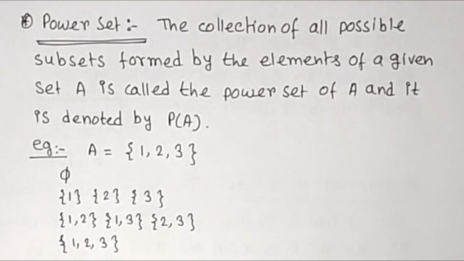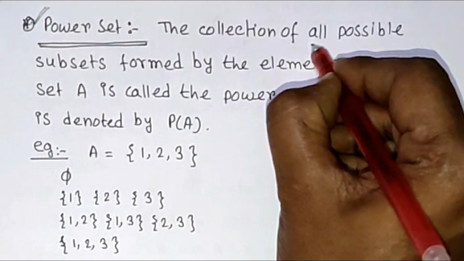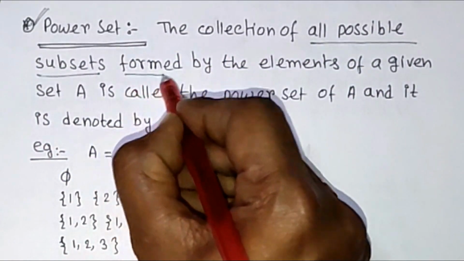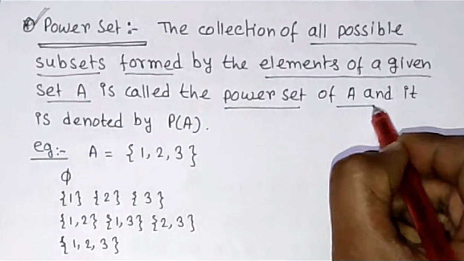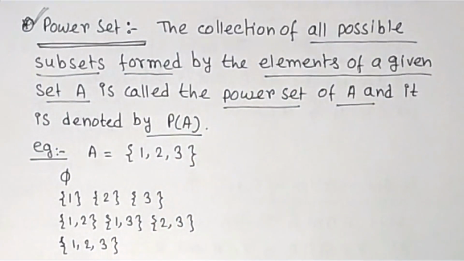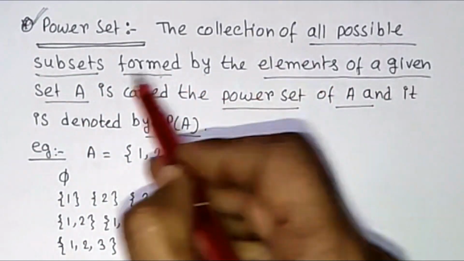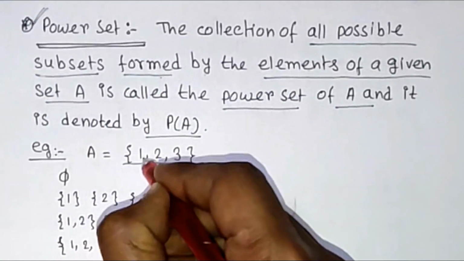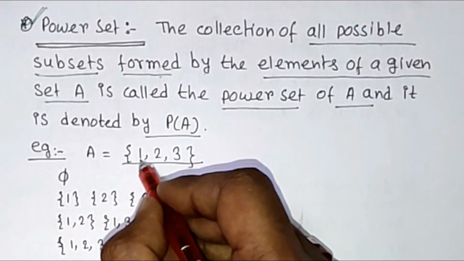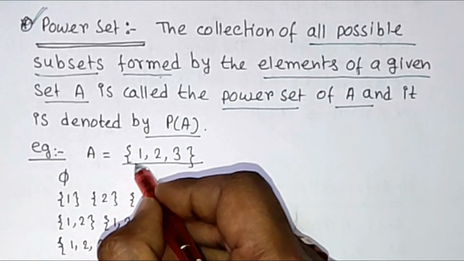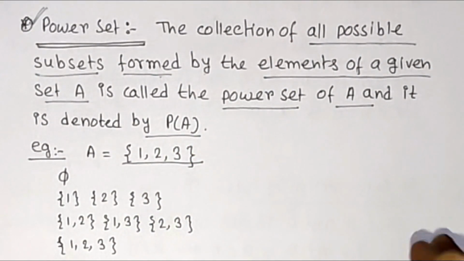Let's discuss another important topic, which is known as power set of a set. The collection of all possible subsets formed by the elements of a given set A is called the power set of A and is denoted by P of A. What happened? All the possible subsets formed by the elements of a given set A. Suppose A is given as {1, 2, 3}. Now the elements of A are 1, 2, 3. The set formed by all the subsets of A is called the power set of A and is denoted by P of A. Let's discuss how to form the power set.